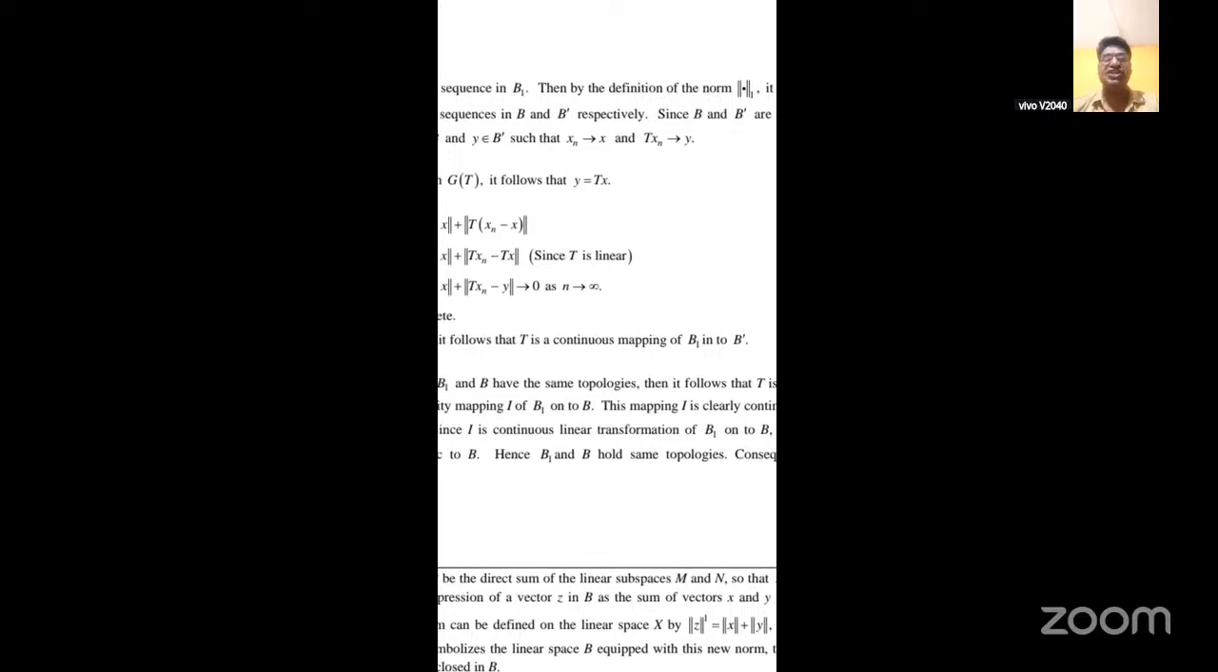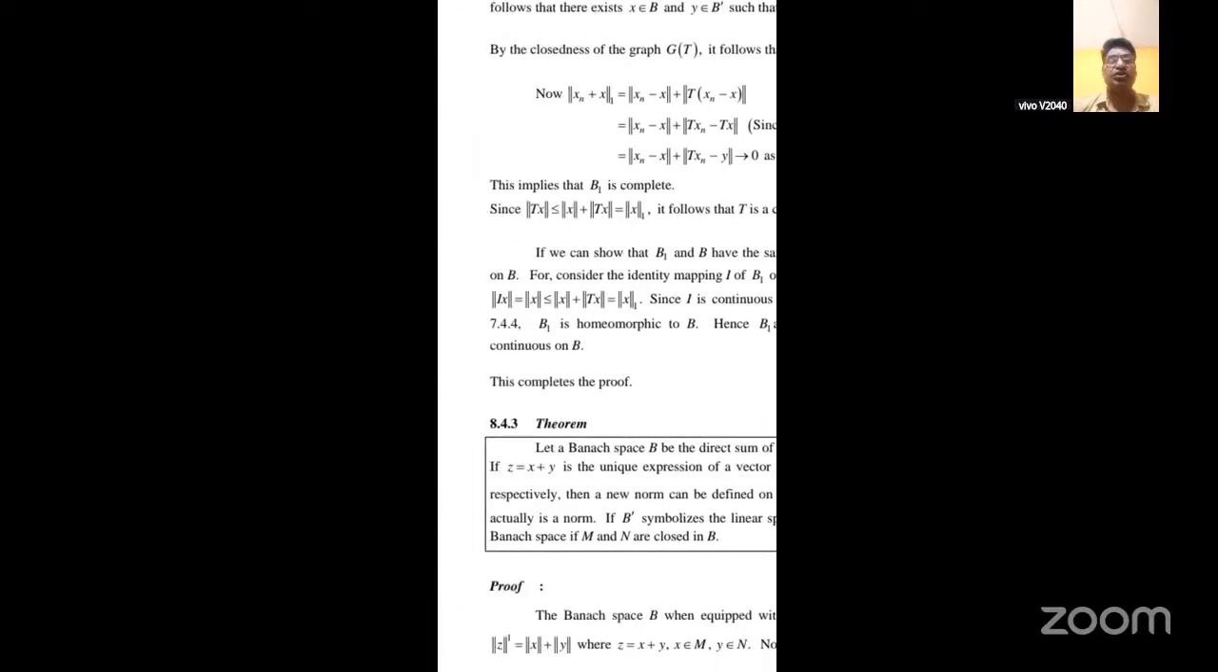So here xn is any Cauchy sequence, which means xn converges to x and txn converges to y. Similarly, by the definition of the new norm, it follows that there are two sequences: xn, and the transformed sequence txn. These are Cauchy sequences in B and B dash respectively. So through this condition, by the closedness of the graph of t, it follows that y equals tx.